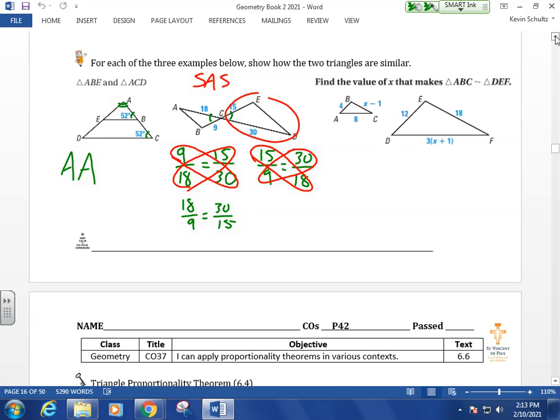The last one: find the value of x that makes triangle ABC similar to triangle DEF. So again, here's an example of a similarity statement. And we're looking for what value for x makes that happen.